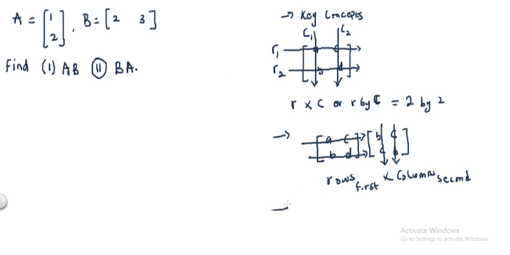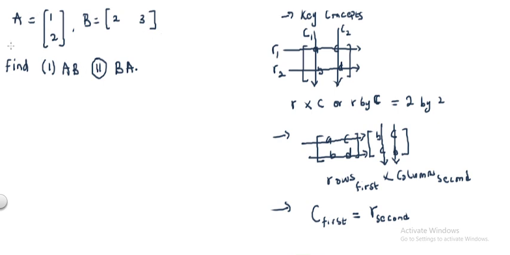Then for the third thing I want to say, it's important to check when multiplication is even possible. For multiplication to be possible between 2 matrices, the number of columns of the first matrix should be equal to the number of rows of the second matrix. If this is not true, then you cannot multiply the 2 matrices. So with this in mind, let's quickly jump into this question.